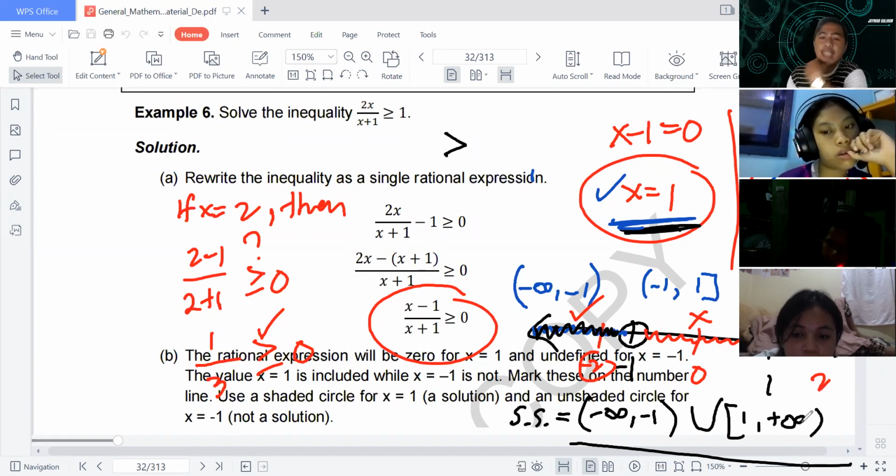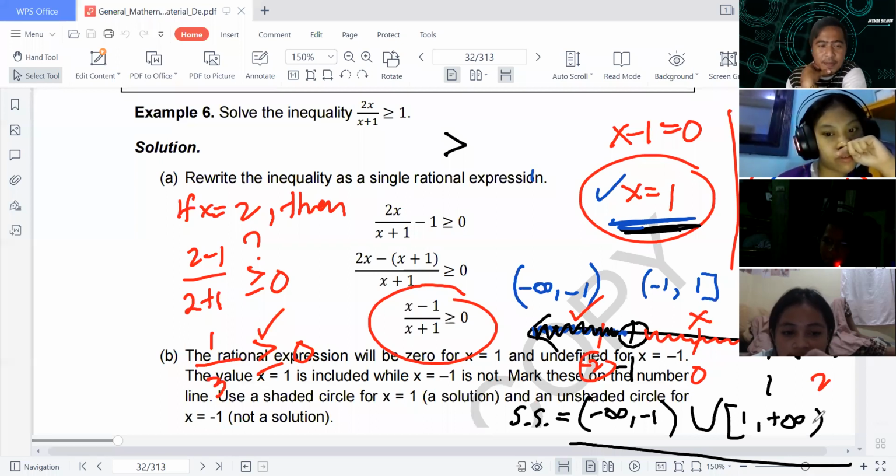Another. Is 0 a solution? No, because 0 is not included here. Is 1.5 a solution? Yes, because 1.5 is here, right? Is negative 150 a solution? Yes, negative 150 is here, in this portion, in this interval. Right?